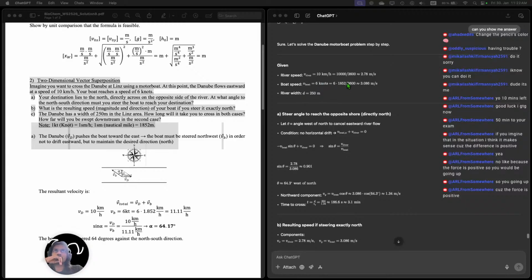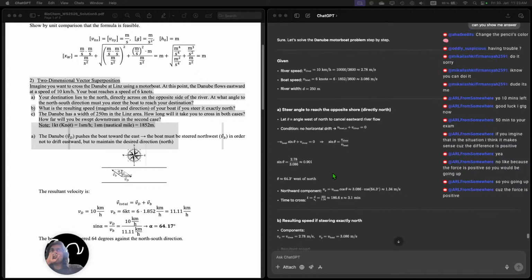6, not 6. Why did you divide it? That's for meter per second. Okay. Condition: no horizontal drift. No horizontal drift. Sine. Okay.